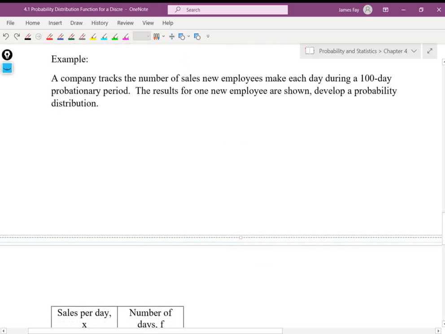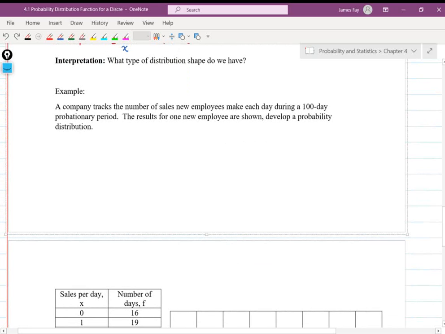This one says a company tracks the number of sales new employees make each day during a 100-day probationary period. It says the results for one new employee are shown. Develop a probability distribution.